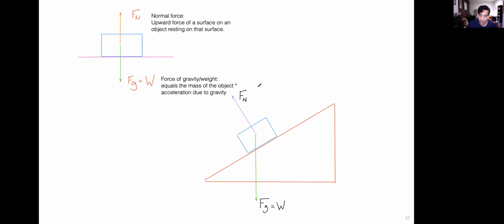And now we know that one of the components of the force of gravity, because we're dealing with this at an angle, we need to break it up into its two components. One of those components is perpendicular to the angle of incline. And that perpendicular one is going to be equal in magnitude and exactly opposite in direction, or 180 degrees opposite in direction to the normal force. So I'm going to draw that one in blue.